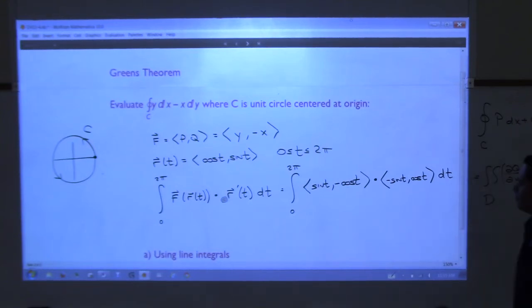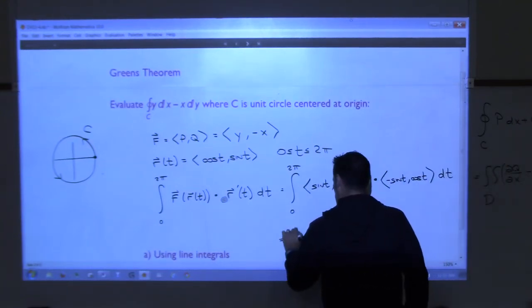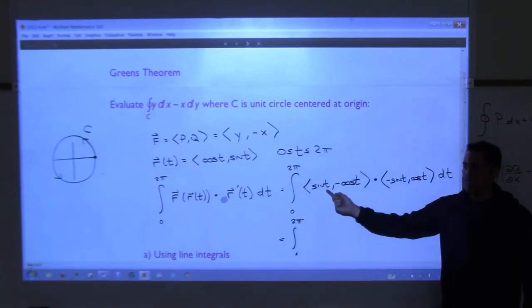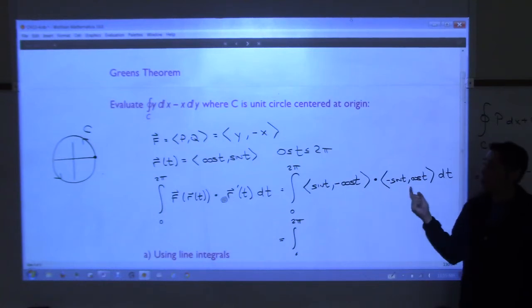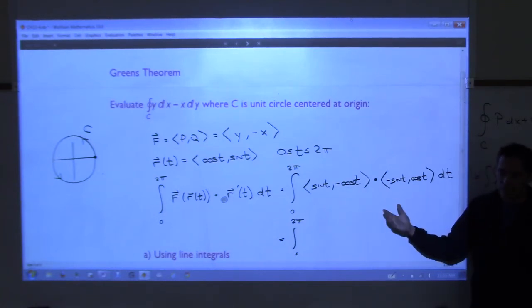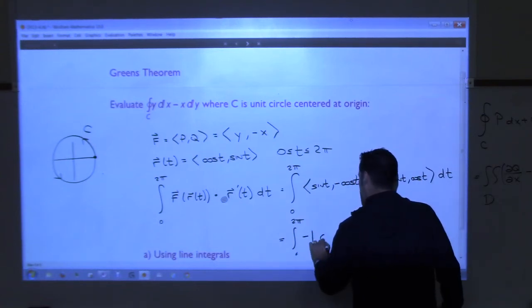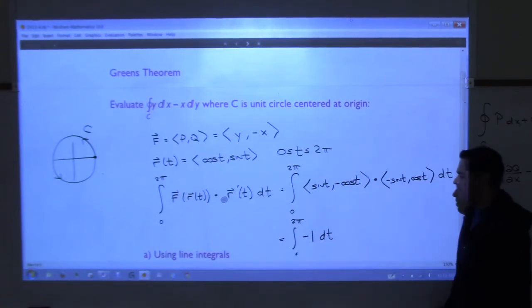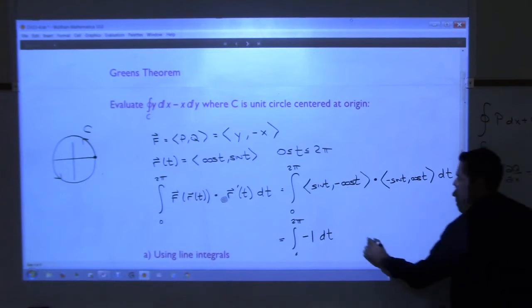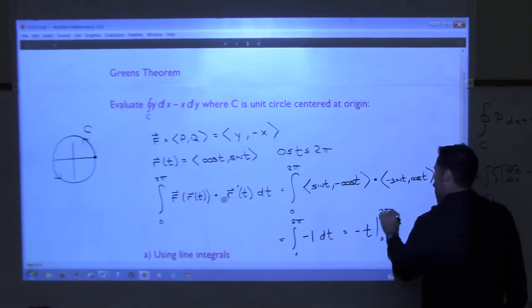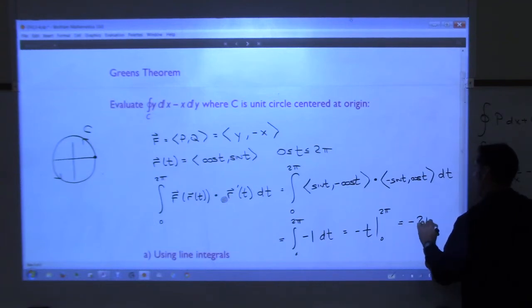I get integral 0 to 2 pi, you're going to get negative sine squared t minus cosine squared t. You can factor out the negative. It's going to be just negative 1. So this is going to be negative 1 dt. And what's the antiderivative of negative 1? Just negative t, evaluated 0 to 2 pi. So the answer is negative 2 pi.